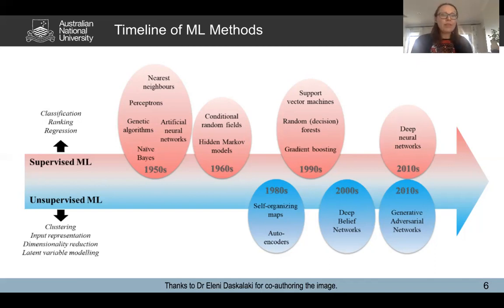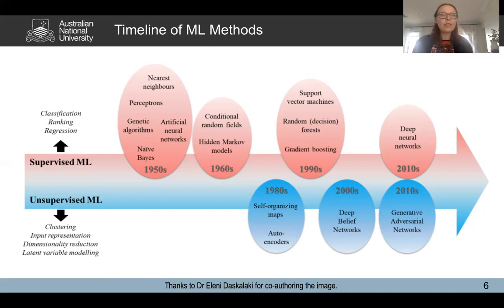In 1950s, the methods were around naive Bayes, artificial neural networks, genetic algorithms, perceptrons, and nearest neighbors. After that, in 1980s, methods like conditional random fields and hidden Markov models appeared. So these are going from individual observations to a timeline of observations. So the history, the context of what has been just before and what's going to be in the future matters in the predictions.